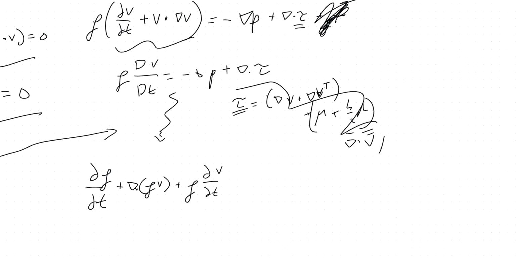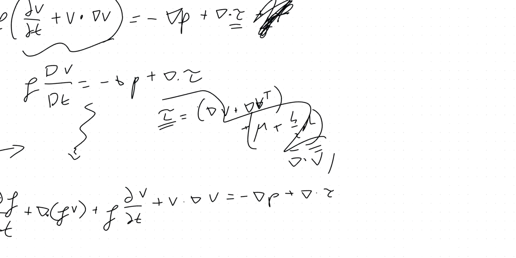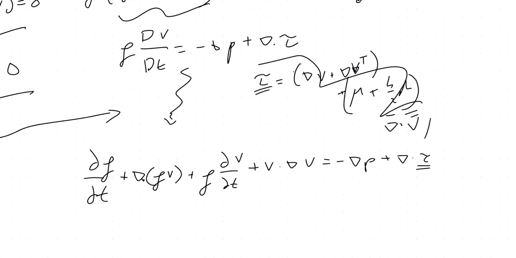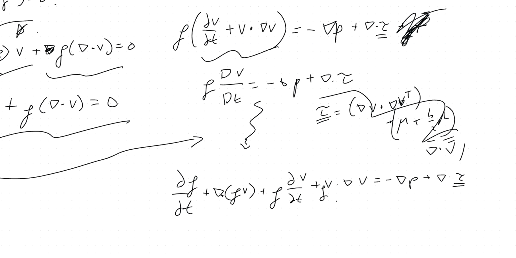Equal negative gradient p. So what does this do? Well, I feel like I'm forgetting something with the continuity equation, because that's not solving anything. Oh, there's a rho here. Does that solve anything? Not really. Am I missing something? Oh, yes. No, what do I miss?